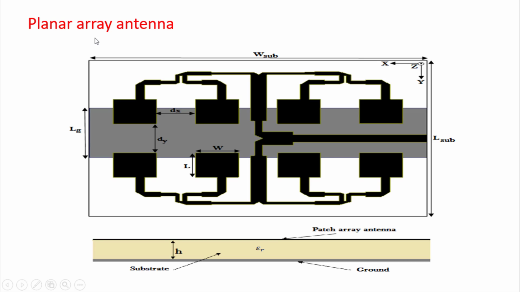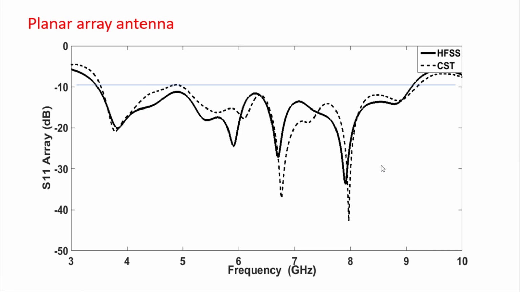The last example here is a planar array antenna. In the top view we have eight rectangular radiating elements with a power divider, the principal power divider, and here we have the port of excitation. In the top view the radiating elements are in black color, and in the bottom view we have the partial ground plane in gray color. So for this example also we have ultra wideband characteristic.